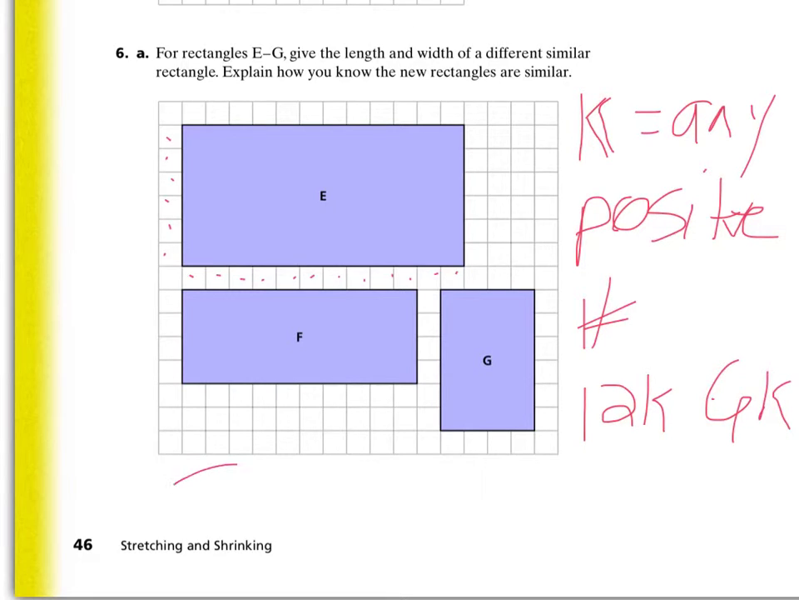That means that the scale factor of any positive number from rectangle E to the new rectangle is going to be K. The scale factor will be K. So then you just take that same logic and you apply that to rectangle F. That's going to be any rectangle with dimensions 4K by 10K, where K is any positive number. And for G, it's going to be any rectangle with dimensions 6K by 4K, where K is any positive number.